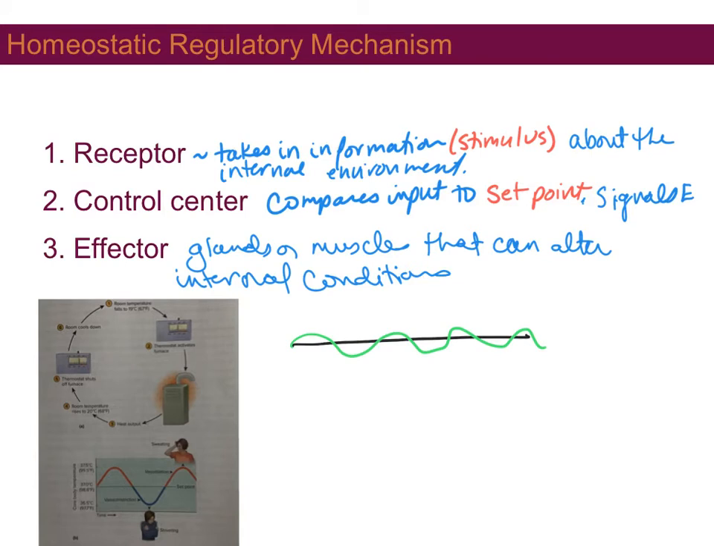So you can see the set point is at 37 degrees Celsius. If you were to, say, go outside and run, your temperature would increase. So what happens? You have vasodilation. Your blood vessels dilate, so you might turn red. That allows heat to escape through your skin. You might sweat. That allows for evaporative cooling to occur. And so that's going to bring your body temperature back down.